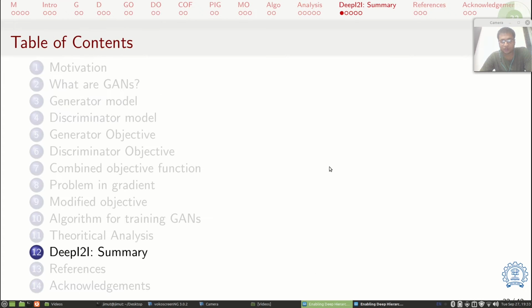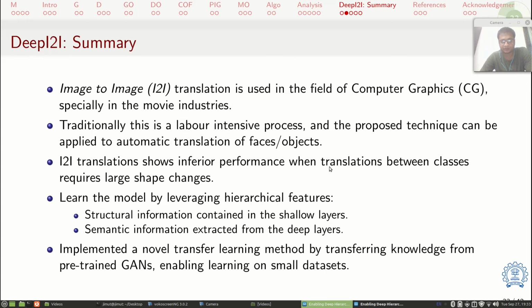Now we will move on to what we are working on, which was proposed for the course. So we will be talking about DeepI2I, image to image translation. So let's talk about the summary.